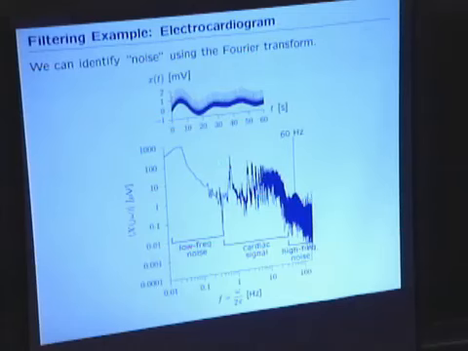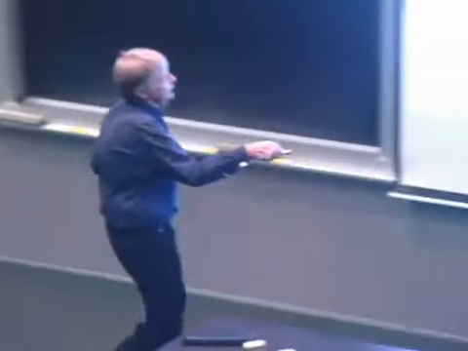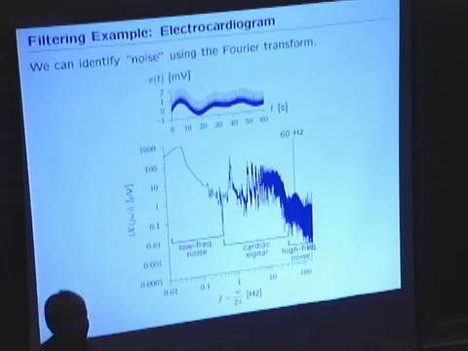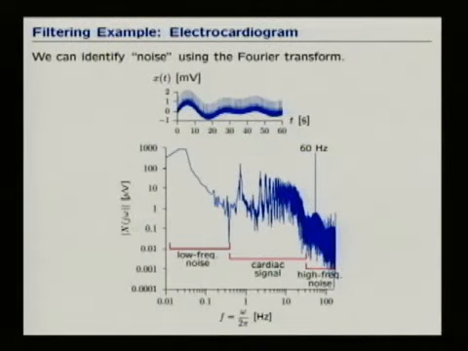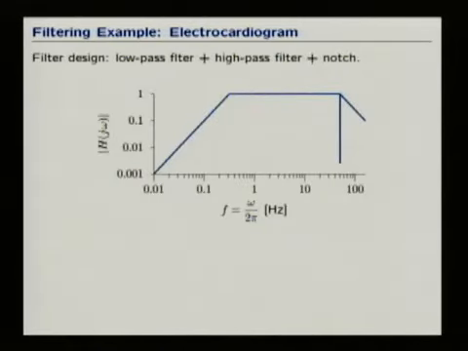EKG this is. So what we'd like to do then is generate a filter that takes out the stuff that isn't EKG. So we'd like to eliminate this low frequency stuff, and we'd like to eliminate this high frequency stuff, right? So what we do is we design a filter. Filter design, Bode, of course, right?